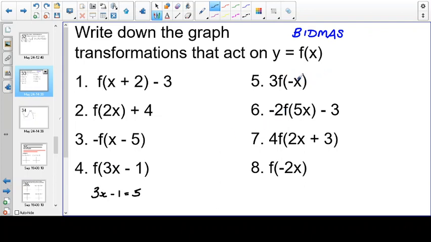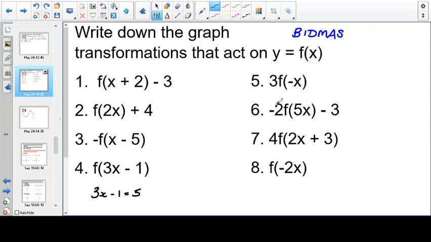This one, bracket first, so you've got a reflection in the y-axis, followed by a stretch, scale factor 3 in the y direction this time. So this one's affecting the y because it's on the outside. This one, lots of things going on.